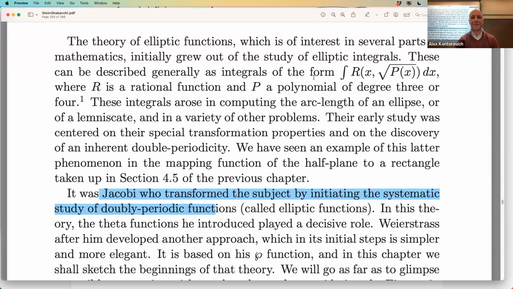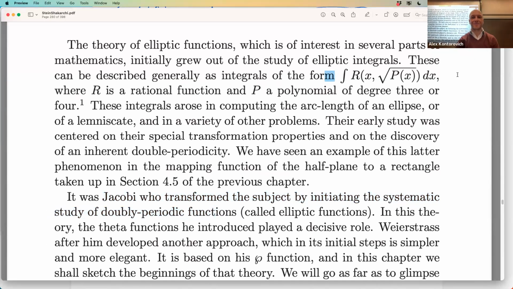So that's what Stein-Shakarchi are saying here, right here. I don't know why it won't highlight. Okay, forget you. I don't want to highlight you either.